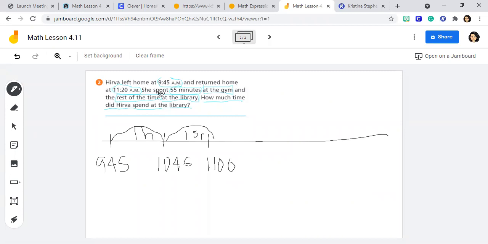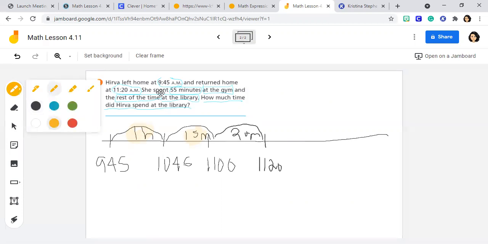Do you see what I'm doing here? I am making jumps and I am annotating right here at the top how much that jump is valued so that I can keep track of my elapsed time. And from 11 to 11:20, well, that's 20 minutes. Do you see how I use those landmark numbers to move me along here? So how much time went by?